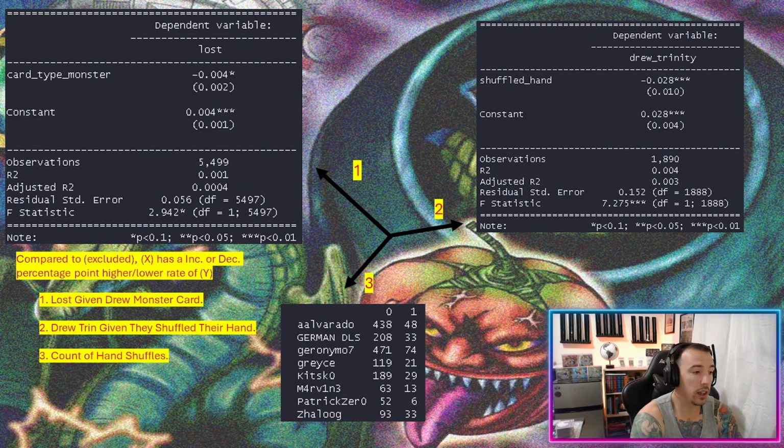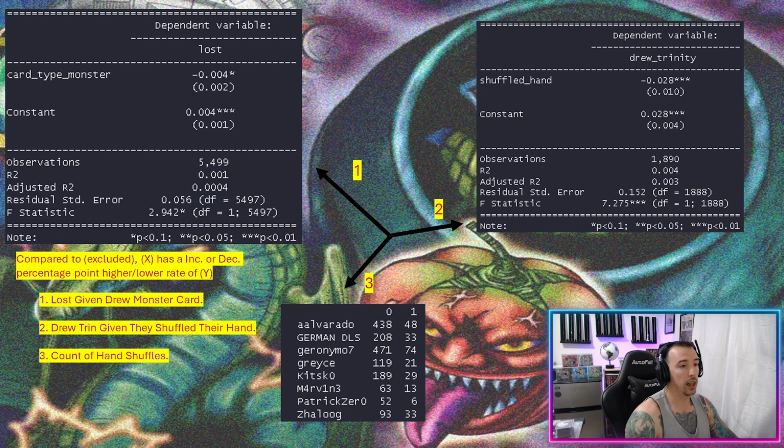This is showing, so I subsetted it again, and we're starting to get some statistical significance with this right here, and this showing card type monster. So I subsetted the data to show every time someone drew a card, a spell, a trap, or a monster, I assigned it a 1. And then I said, okay, hey, given that you drew a monster, what's the probability that you lost? And I did it for spell, I did it for trap as well.